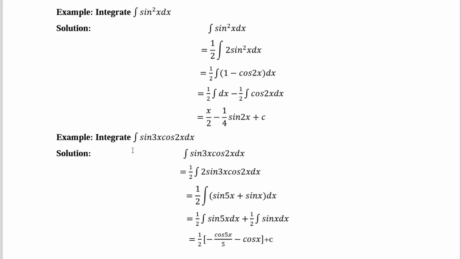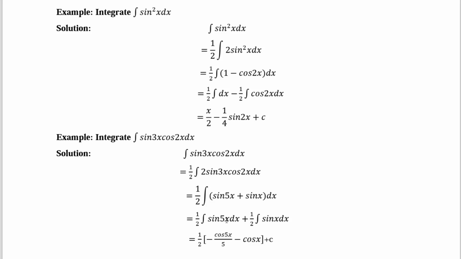Now in the second example, there is integration of sine 3x cos 2x. Now we can see that we don't have any formula for this, but we have a formula for 2 sine a cos b, which is sine a plus b plus sine a minus b. So let us just apply that by bringing a 2 here extra by writing 1 by 2. So now we have 2 sine a cos b, so we applied the formula sine a plus b, which is sine 3x plus 2x equal to sine 5x, plus sine 3x minus 2x equals sine x here. Now we just separated the two parts and then we just integrated it.